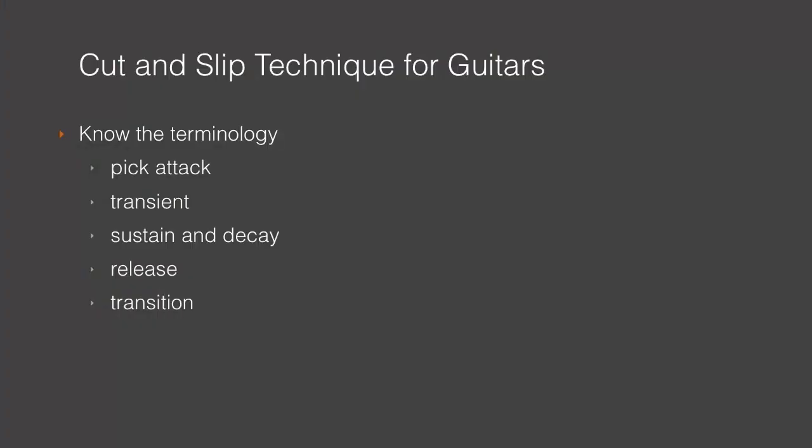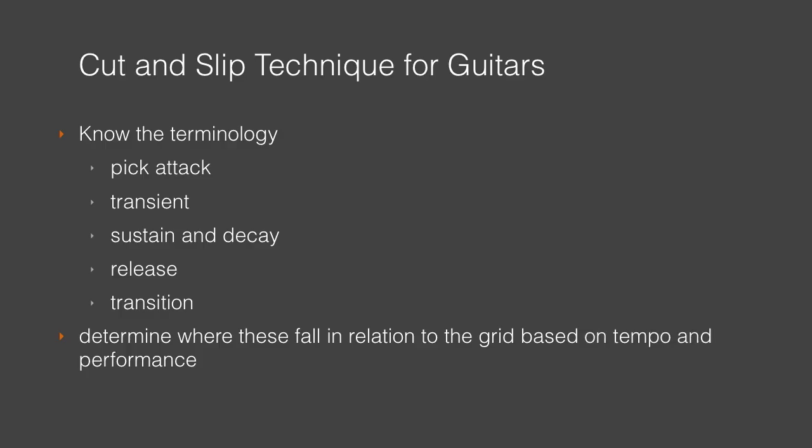So the first thing is the pick attack, and that's when the pick hits the string and it creates a percussive sound. Then next you've got the transient of the note, the sustain and the decay of the note, and then the release. And the transition would be either going to a muted silence or going to the next pick attack. You need to determine where they fall in relation to the grid based on the tempo and the performance.